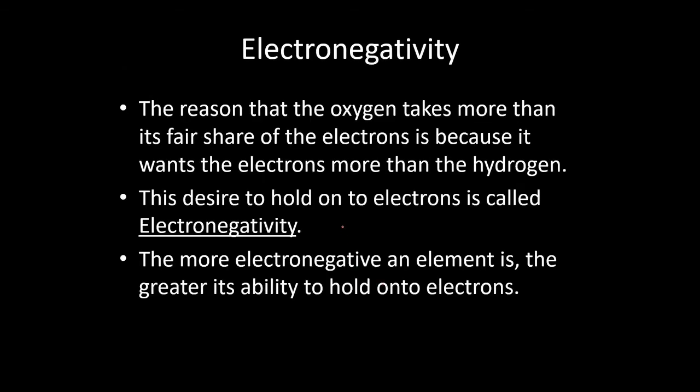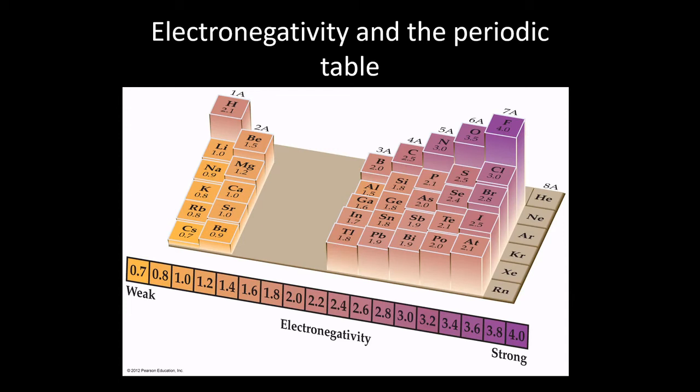Alright, so, like I mentioned before, the reason that the oxygen takes more than its fair share of the electrons is because it wants the electrons more, and the way we're going to quantitatively decide which atom wants electrons more is we're actually going to look at the electronegativity of an element. And those electronegativities can be found on a table like this. So there's lots of different designs, essentially, for these tables. This is the one from your book.